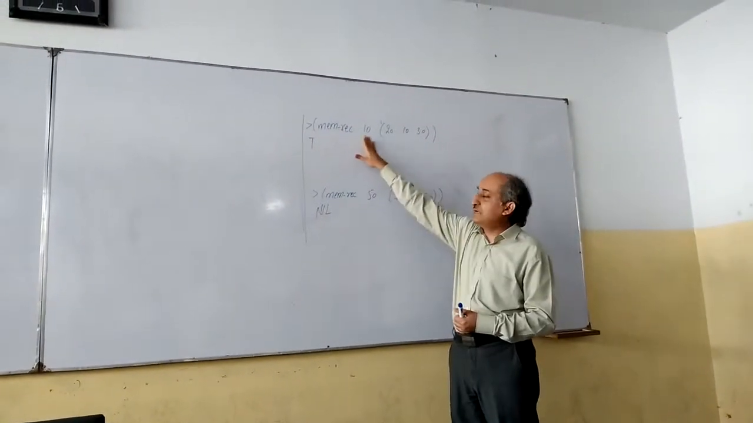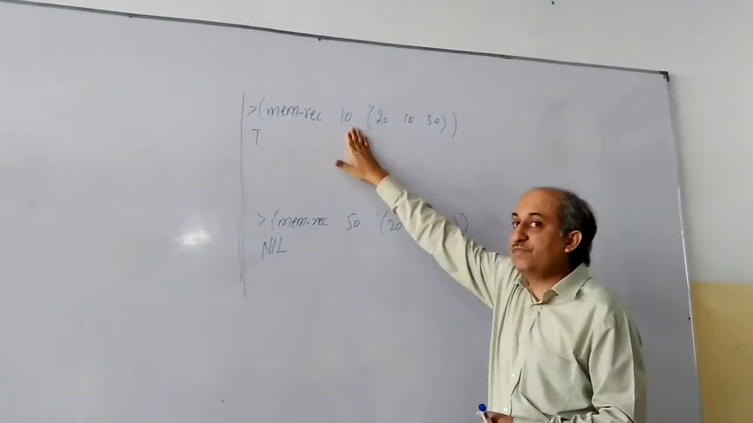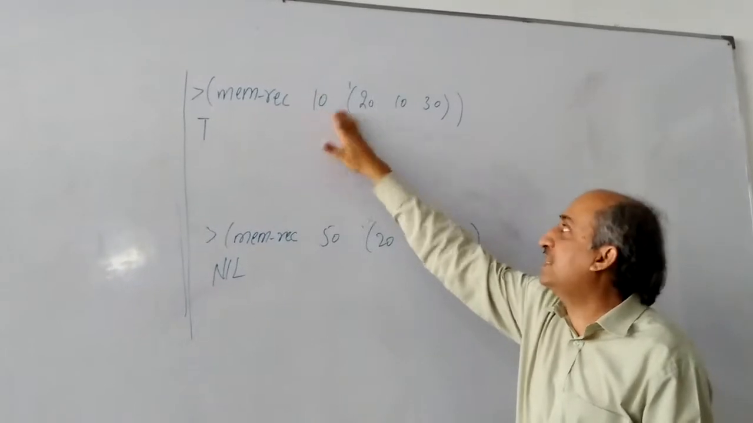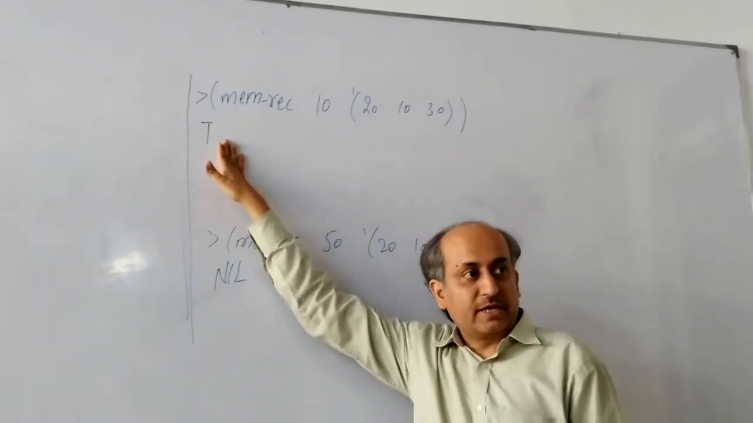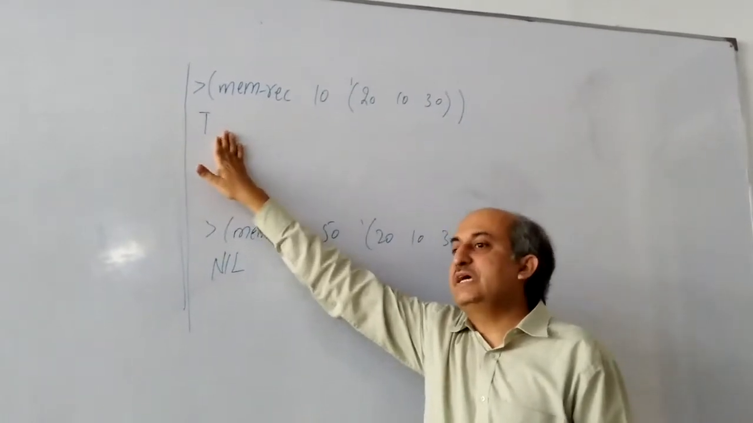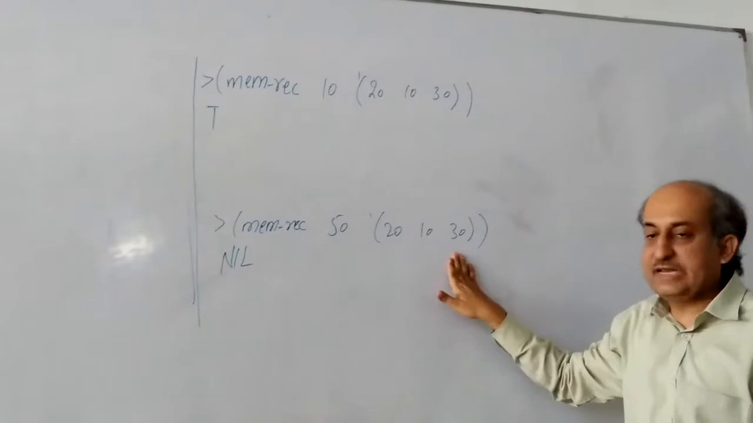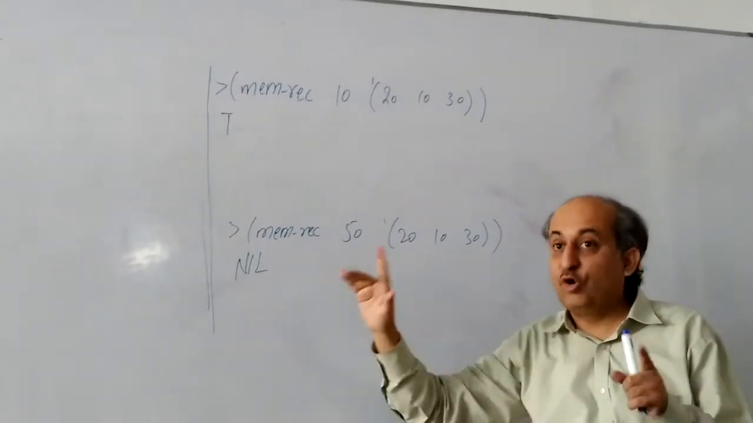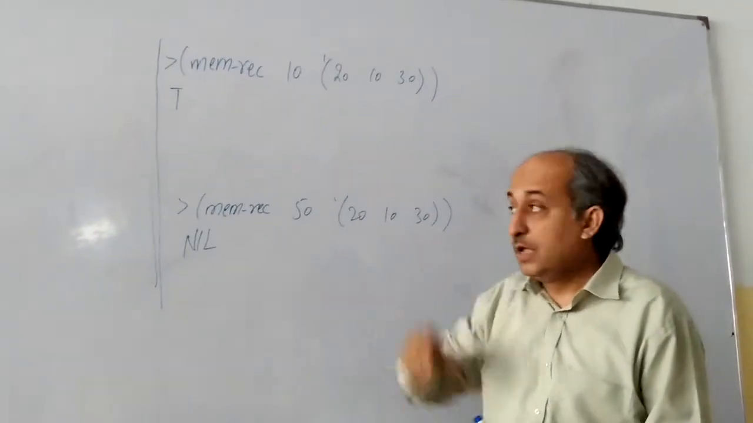The member recursive function will take two arguments and will search for the first argument in the second list. If it is present, as you can see in the first call, where 10 is present in the list, it will simply return T as true. And if the element it is searching for is not present in the list, it will return false, and as false, in LISP only nil will be returned. Okay, we want to define this function.